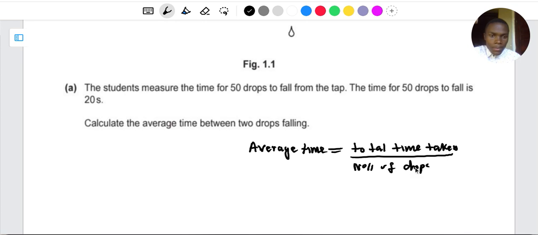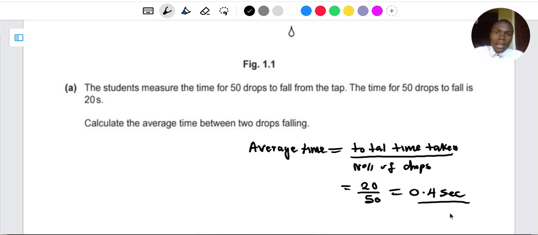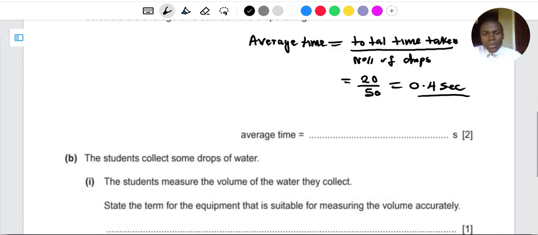So according to what we have here, we have 20 seconds as the total time, and then in terms of the number of drops, we have 50. Then when I divide, I'm going to get 0.4 seconds, meaning to say this is going to be our final answer because time is evenly distributed. That is one thing that you need to know. So we can write our answer here as 0.4 seconds.